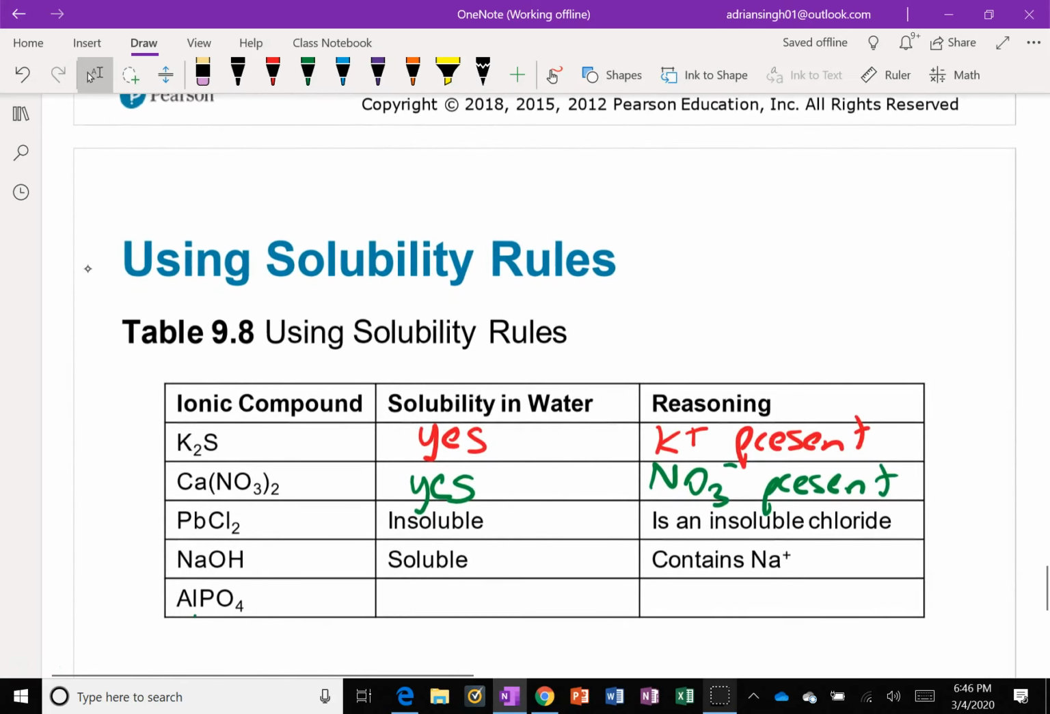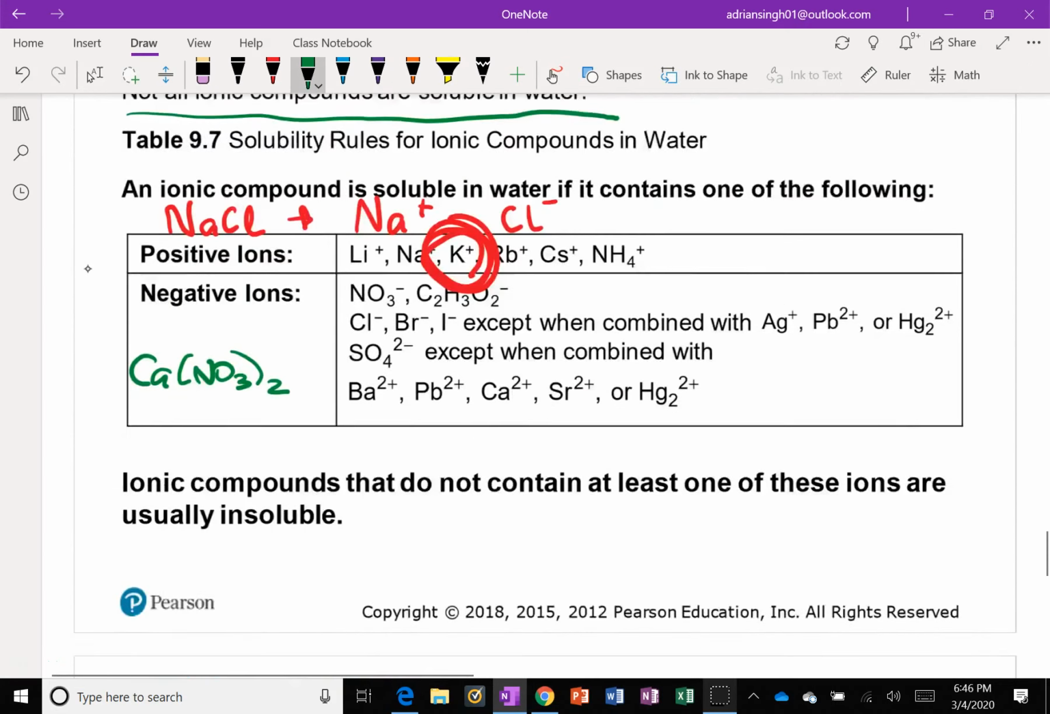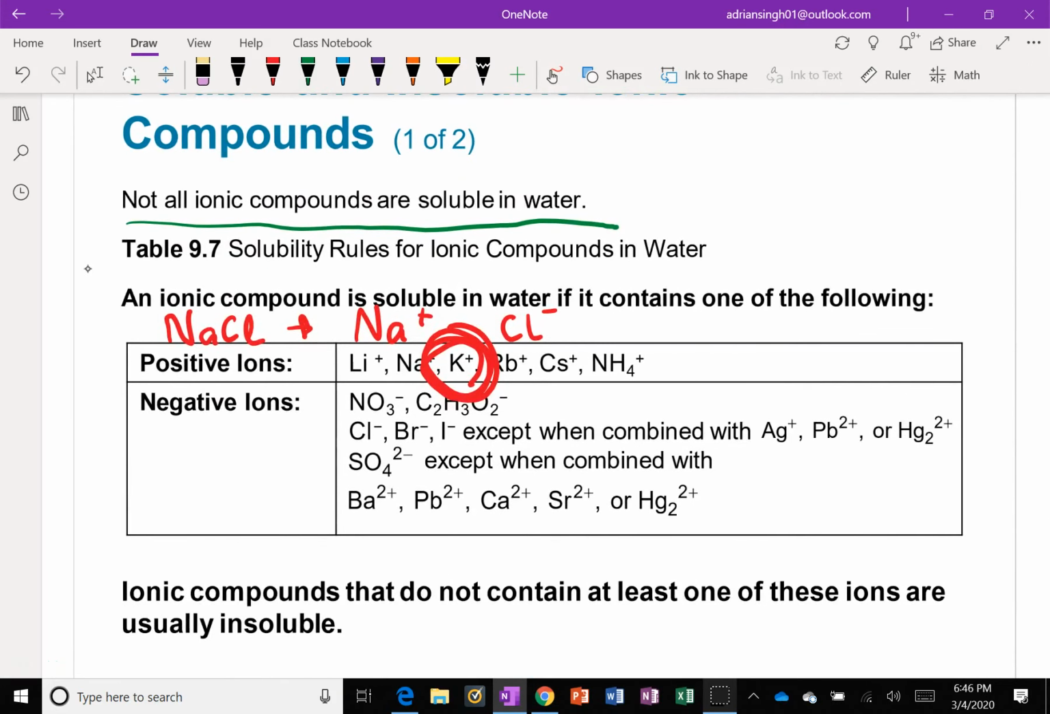Let's take a look at the last one, AlPO4. Yes? No? Why? What's not on the chart?